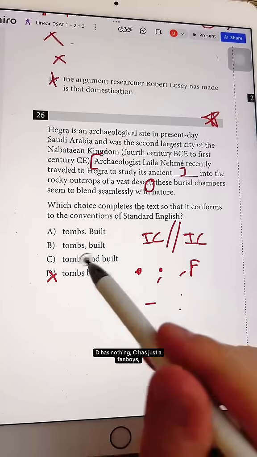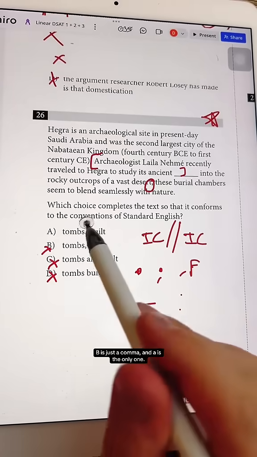D has nothing. C has just a fanboys. B is just a comma. And A is the only one.